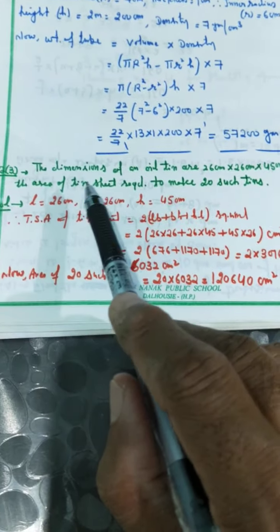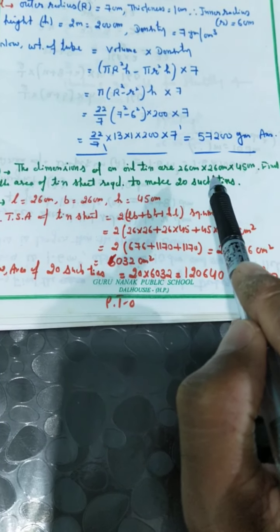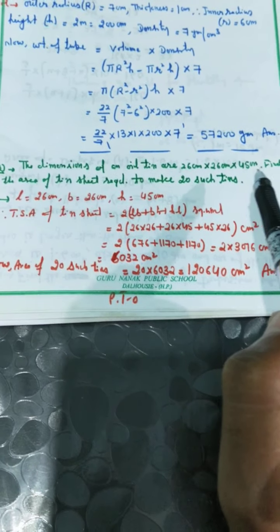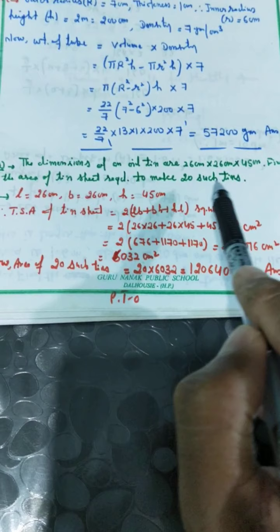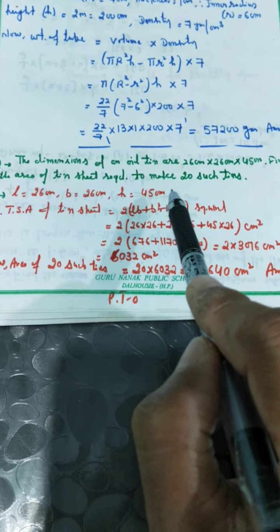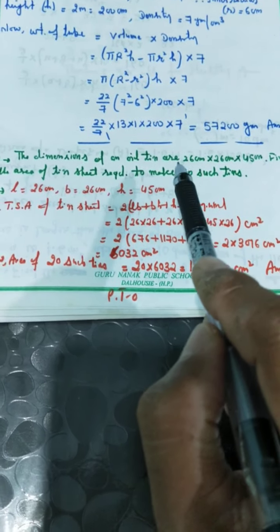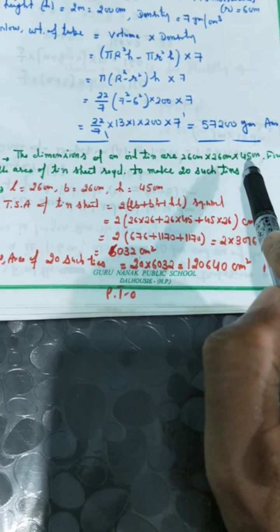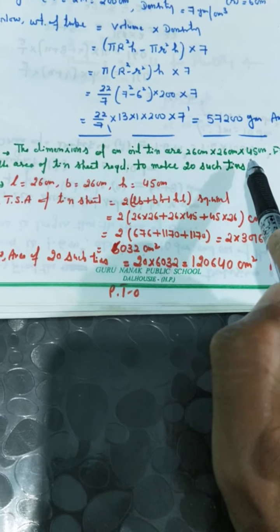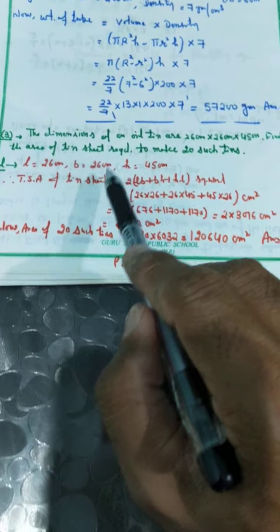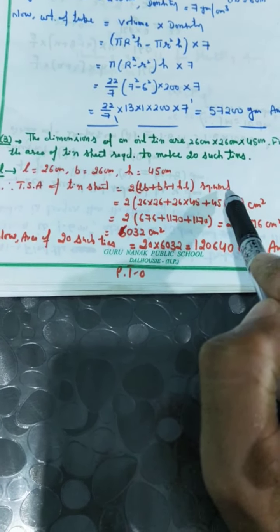Now third, the dimensions of an oil tin are 26 centimeter into 26 centimeter into 45 centimeter. Find the area of tin sheet required to make 20 such tins. To find the area for 20 such tins, first we have to find the area of one tin sheet. Here length, breadth and height are given. L is equal to 26, breadth is equal to 26, height is equal to 45. Therefore, the total surface area of a tin sheet is equal to 2 into (LB plus BH plus HL) square unit.